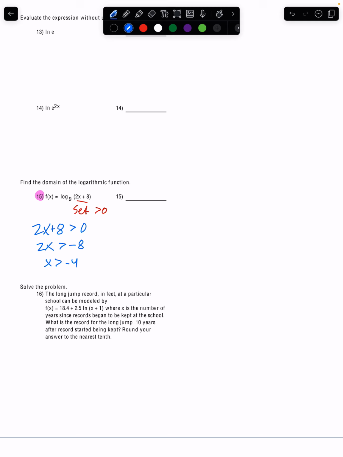If your professor needs interval notation, that's going to look like starting at negative 4 and all the greater values going into infinity.